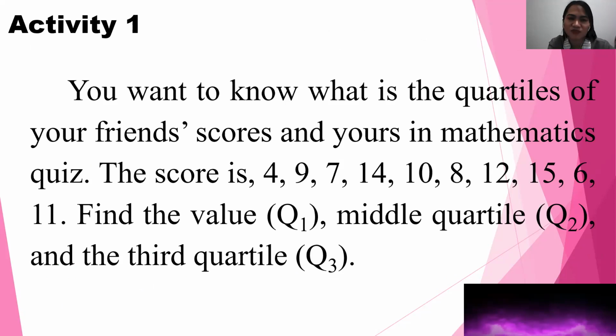If you really understand our lesson, let's have an activity. It's an individual activity. The problem: you want to know the quartiles of your friends' scores and yours in a mathematics quiz. The scores, our data distribution, are 4, 9, 7, 14, 10, 8, 12, 15, 6, and 11. Find the value of the first quartile or Q sub 1, the middle quartile or Q sub 2, and the third quartile. I will give you 5 minutes to do the activity. The timer starts now.